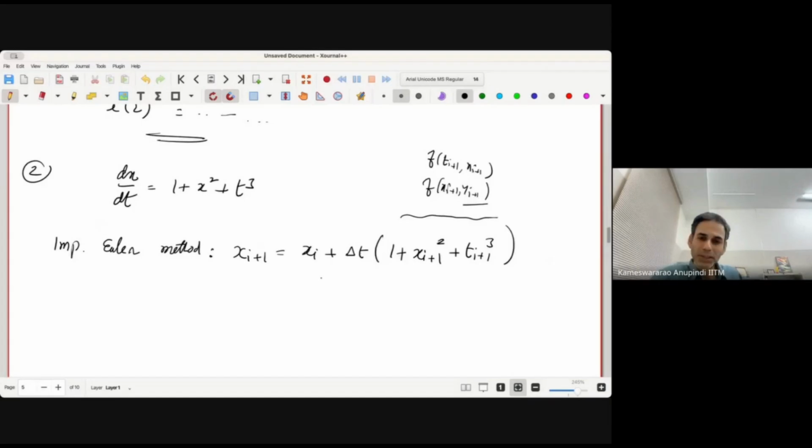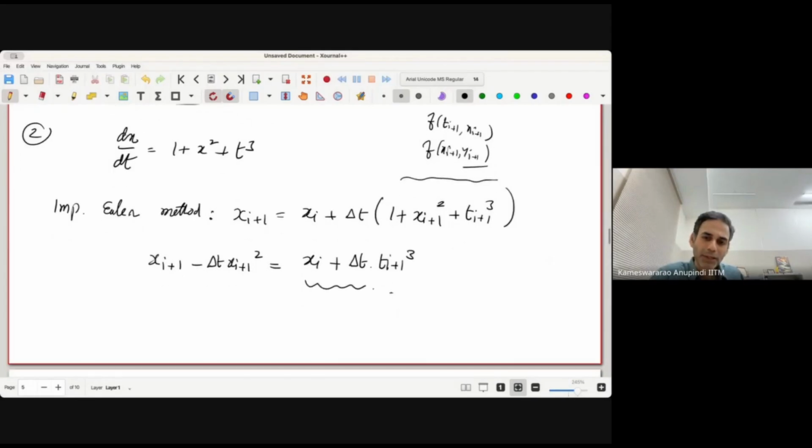Fine. Now, if this is the case, you can clearly see I have x_{i+1} minus delta t times x_{i+1} squared equals x_i plus delta t times t_{i+1} cubed, right? So now everything on the right hand side is known. Let us say this comes out to be some value, say 2.53, I'm just writing something. On the left hand side, x_{i+1} is our unknown. That means if I write that as some variable, x_{i+1} minus delta t times x_{i+1} squared equals this thing.